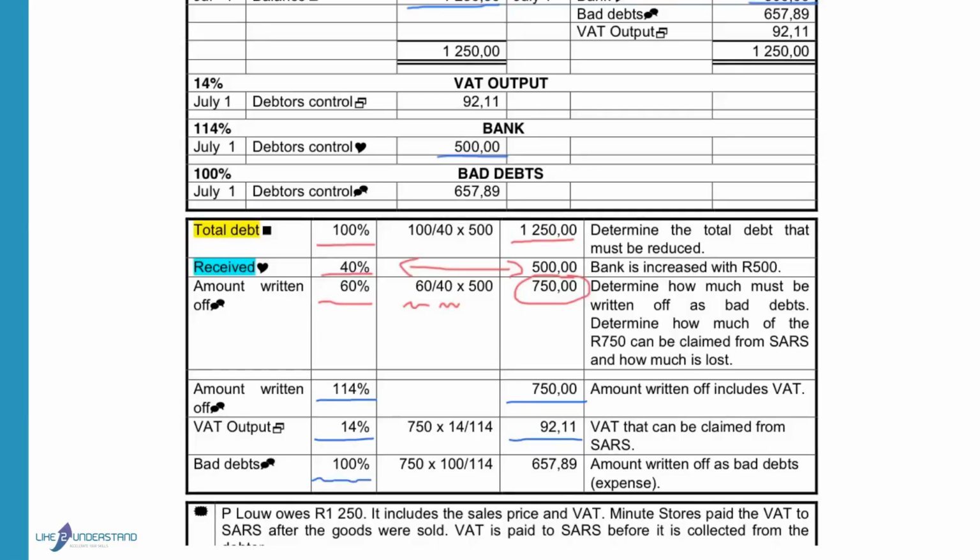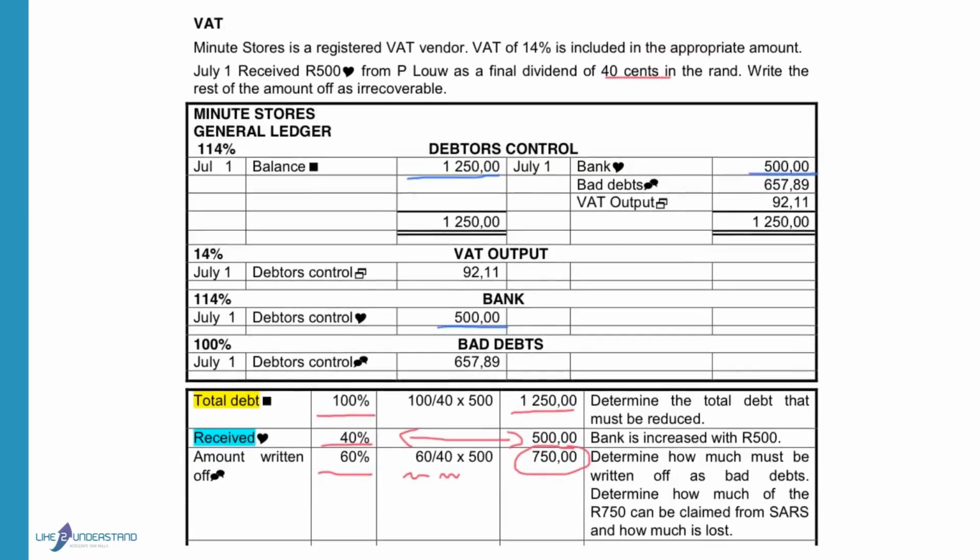The bad debts portion will be 100%. So of the 750, we want to calculate what is 100%. The one that we want is 100. The one that we know is 114. So we will divide by 114, and that will give me the bad debts as 657.89.